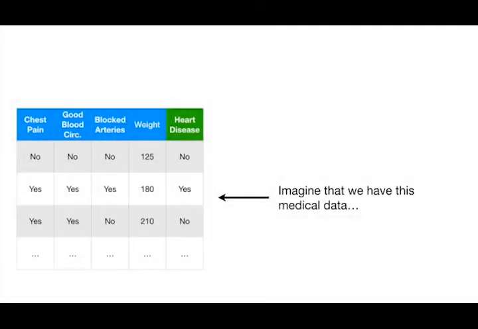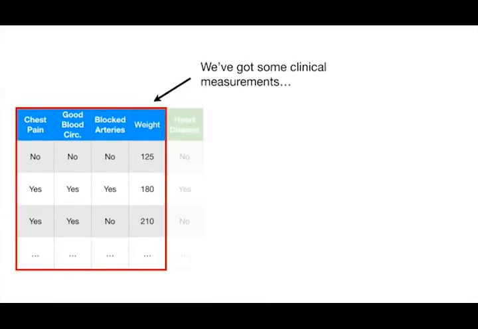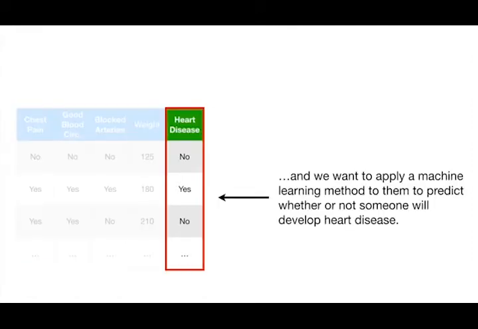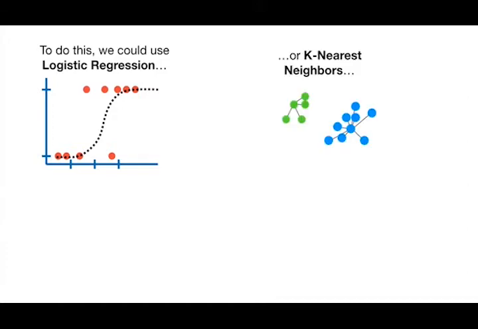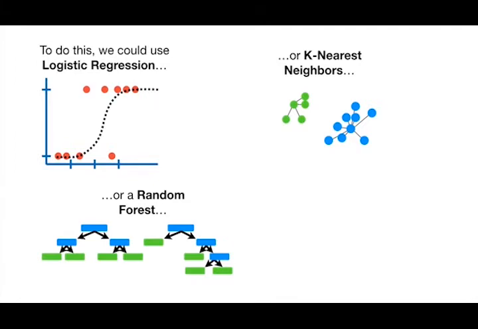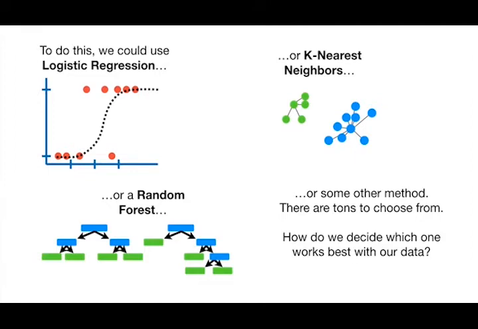Imagine that we have this medical data. We've got some clinical measurements like chest pain, good blood circulation, blocked arteries, and weight. And we want to apply a machine learning method to them to predict whether or not someone will develop heart disease. To do this, we could use logistic regression, or k-nearest neighbors, or a random forest, or some other method. There are tons to choose from. How do we decide which one works best with our data?